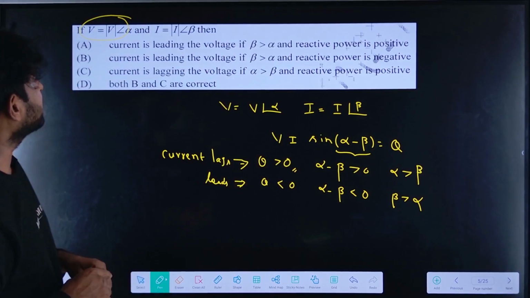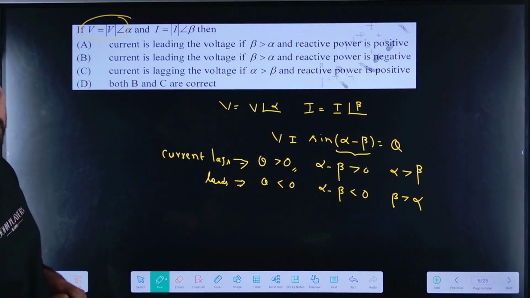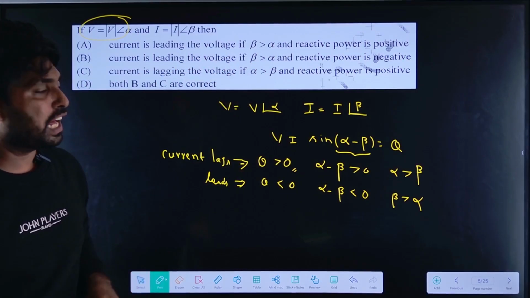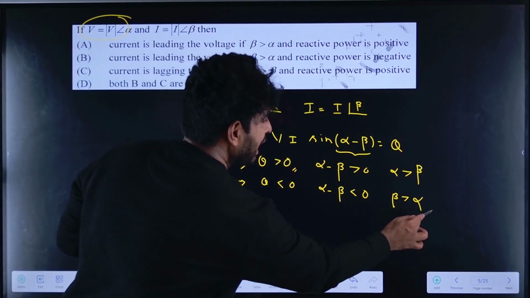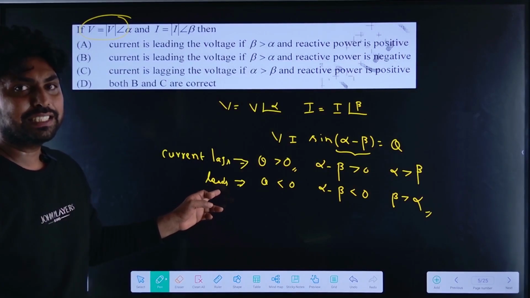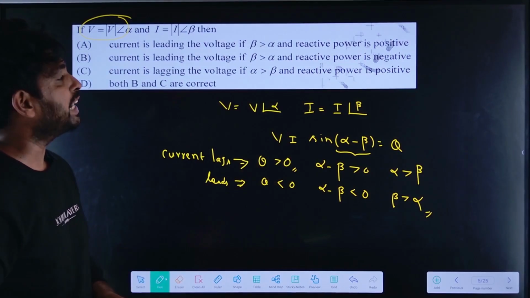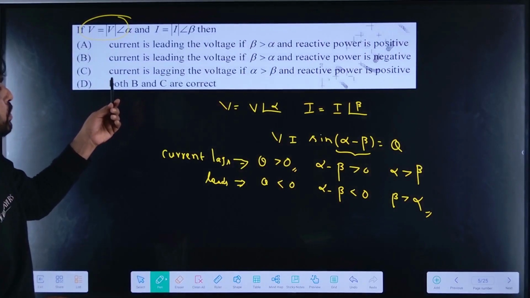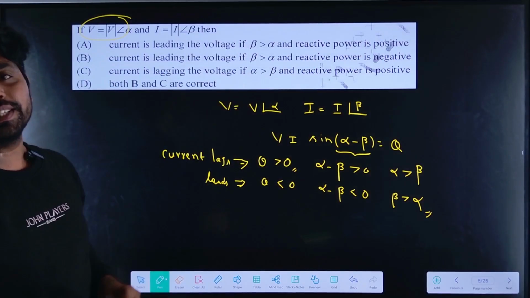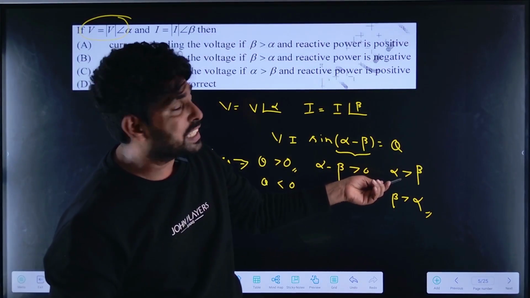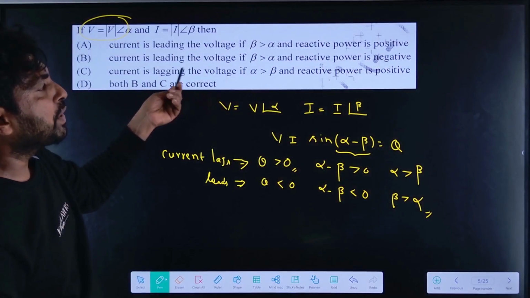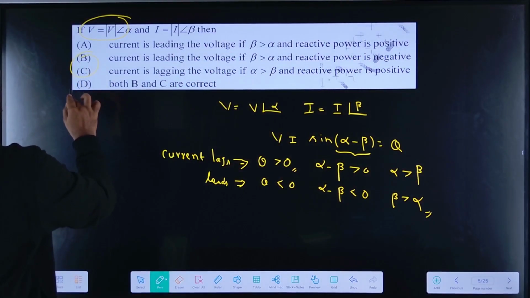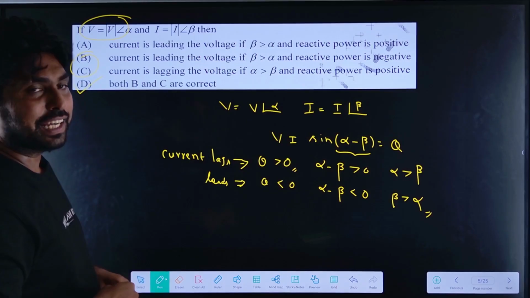Now let us check options B and C. Current leads the voltage when beta is greater than alpha, and the reactive power is negative. On the C option, current is lagging when alpha is greater than beta, current lags and the reactive power is positive. These two options are right. So both B and C are correct.